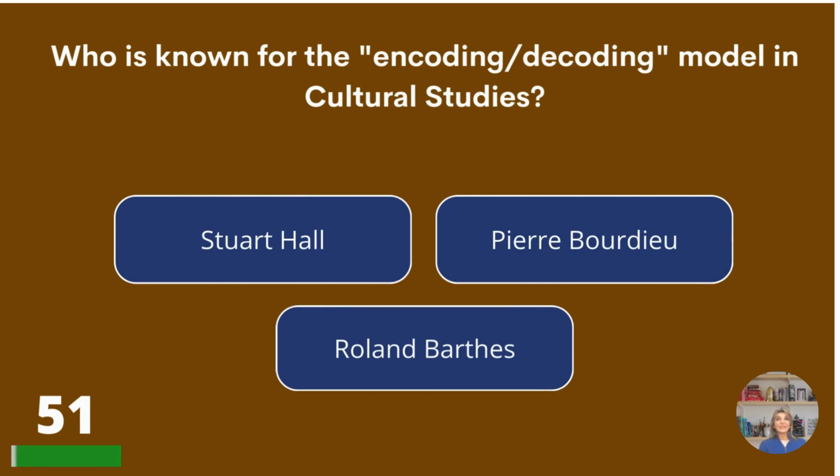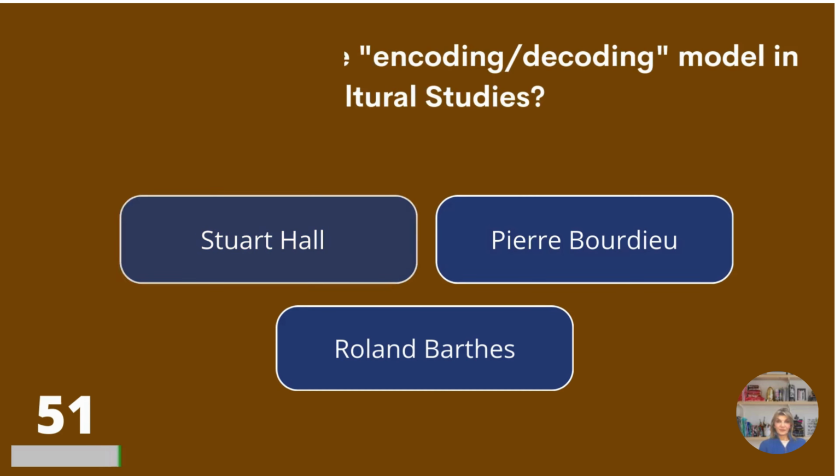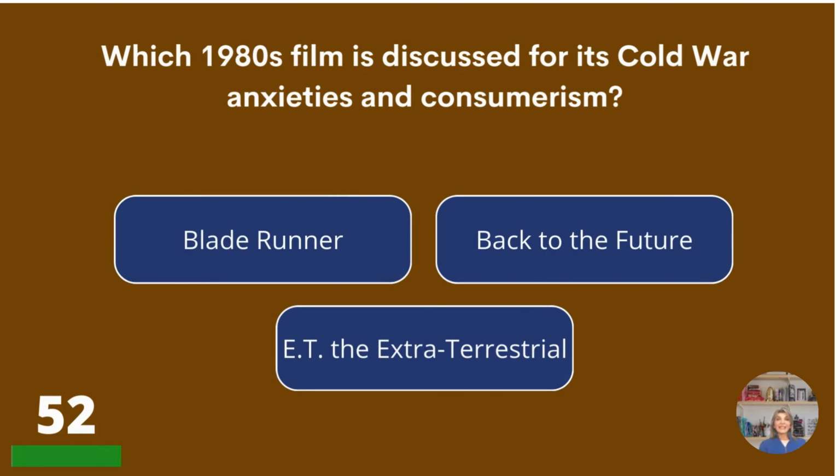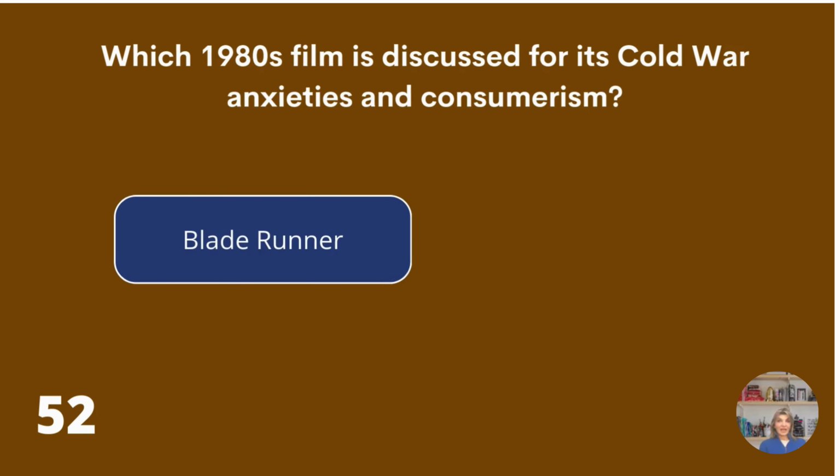Who is known for the encoding-decoding model in cultural studies? Stuart Hall, Pierre Bourdieu, or Roland Barthes? Stuart Hall. Which 1980s film is discussed for its Cold War anxieties and consumerism? Blade Runner, Back to the Future, or E.T. the Extraterrestrial? Blade Runner.